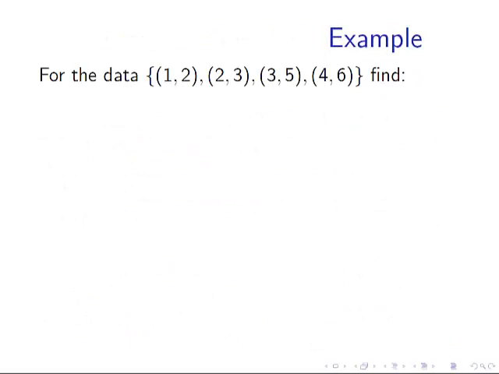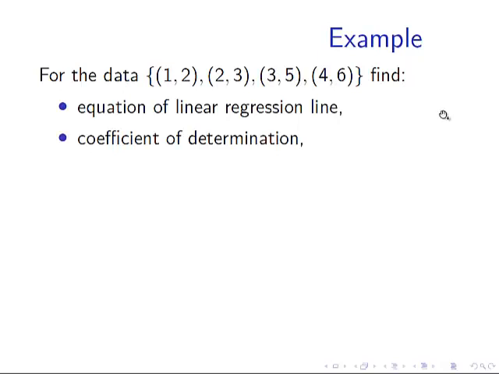Let's consider the example. For the data (1, 2), (2, 3), (3, 5), (4, 6), find the equation of the linear regression line and the coefficient of determination, and interpret their meaning. You should know that in each couple, the first number represents x and the second represents y: x is the independent variable, y is the dependent variable.